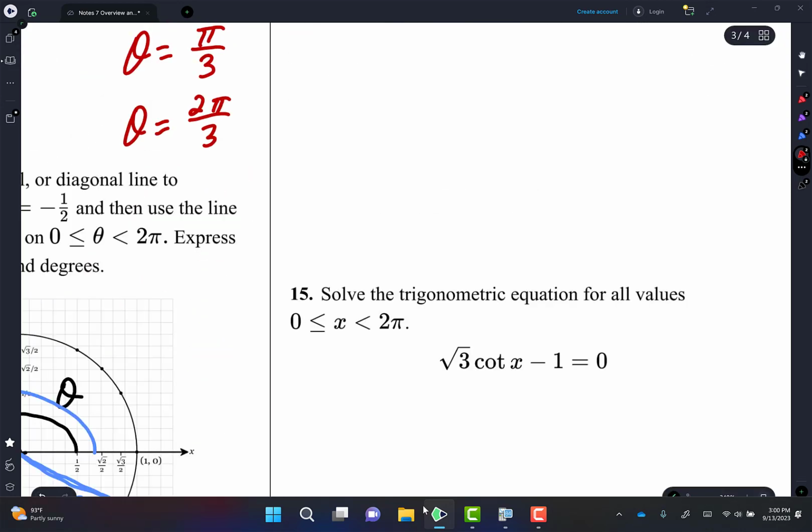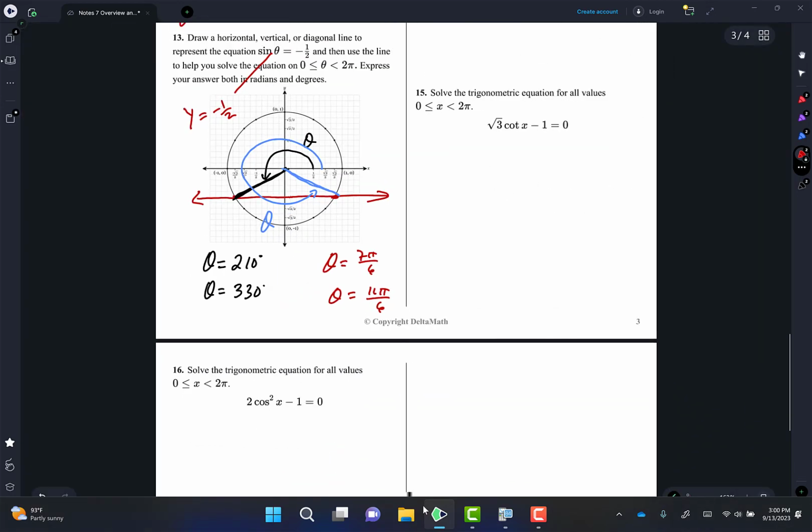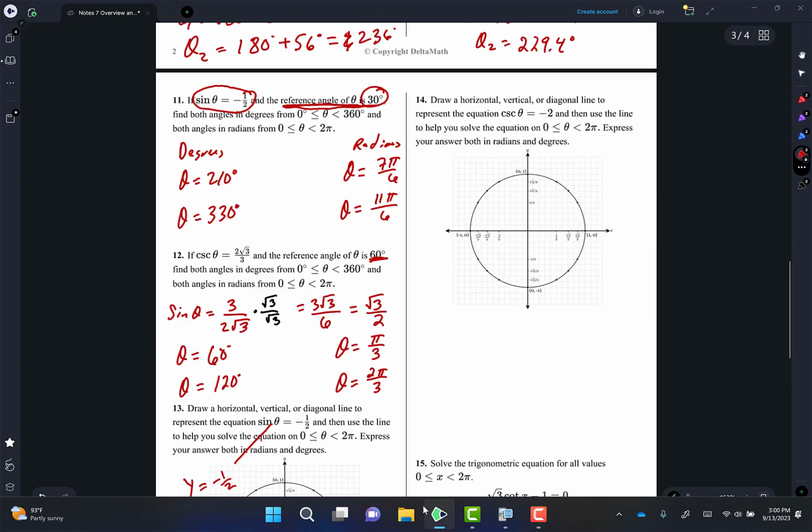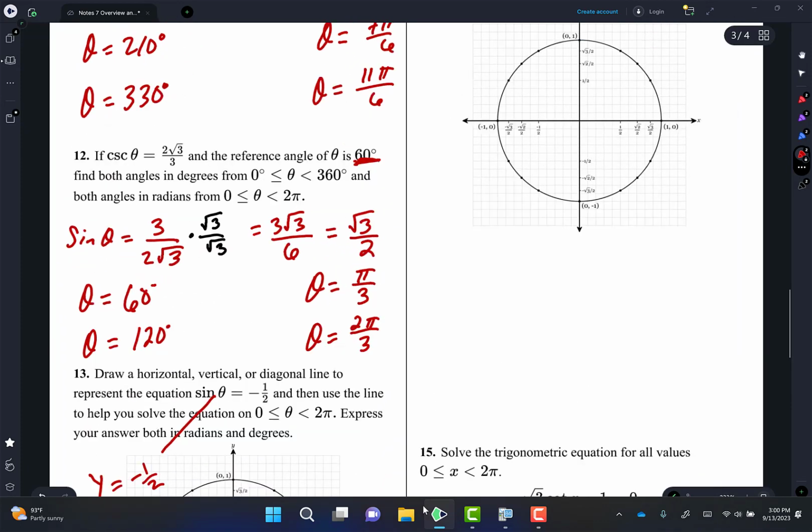Last one, and then we'll set you guys loose because I think the rest will have to wait for another time.